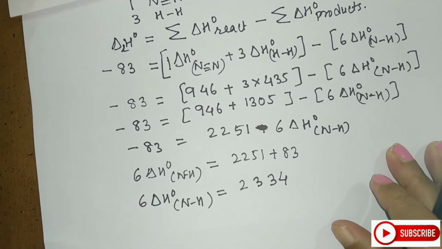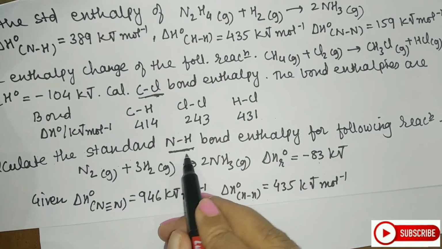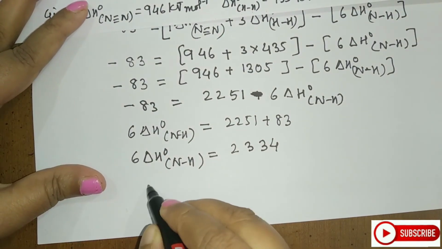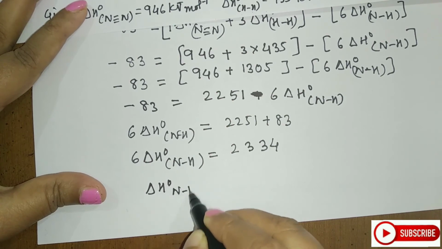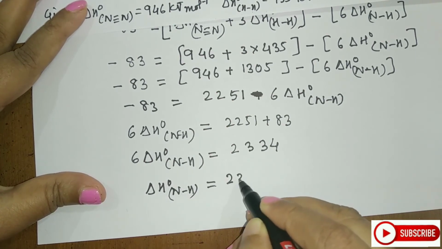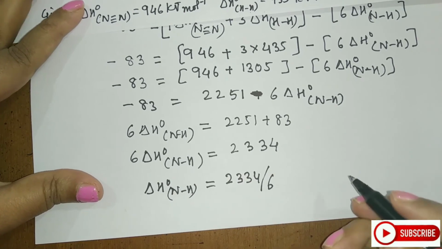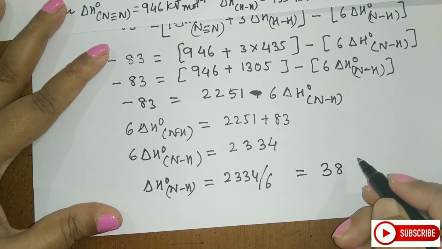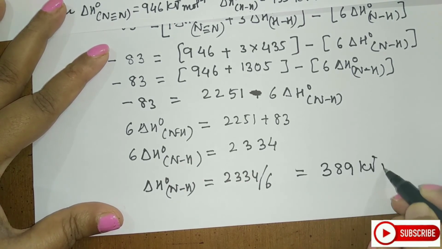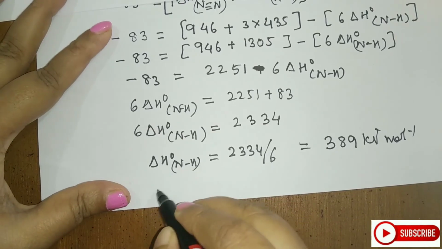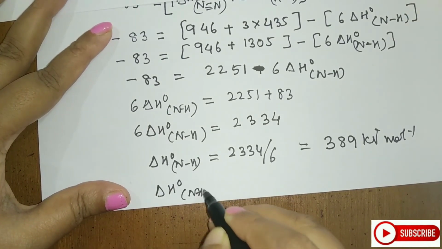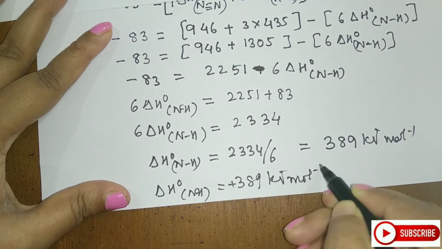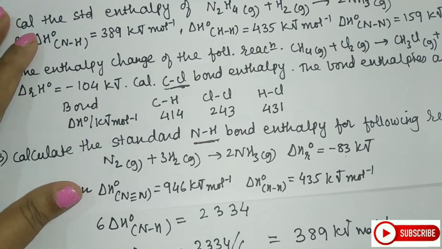Now students, if you see the problem, they are asking you to calculate for NH. What we have calculated is for 6 NH bonds. So for 1, what will be that? So delta H standard of NH of a single bond is equal to 2334 divided by 6. After dividing this, you will get the answer as 389 kJ per mole. So what is the bond enthalpy of NH bond? It is 389 kJ mole inverse. So this is how you solve the problems based on bond enthalpy.